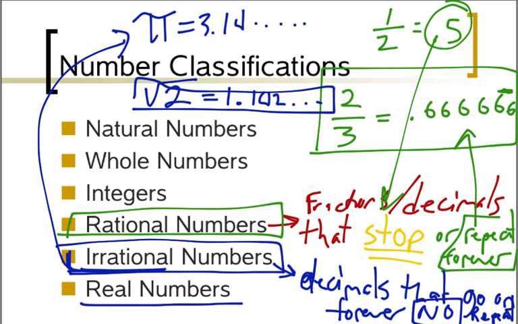And finally, we have real numbers. Well, real numbers are all the ones we've talked about so far. We call them real because they're tangible. We can use them for math. There's another number set called imaginary, but we're not going to be dealing with those in this particular course.